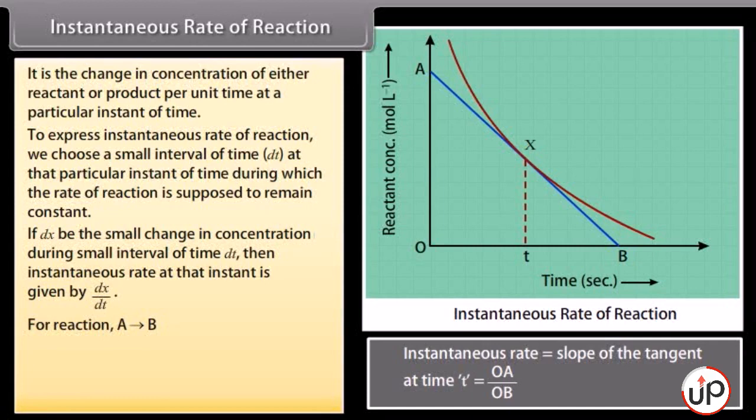For a reaction in which A tends to B, instantaneous rate is equal to d[B]/dt.